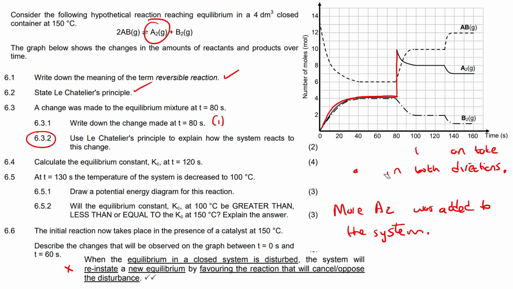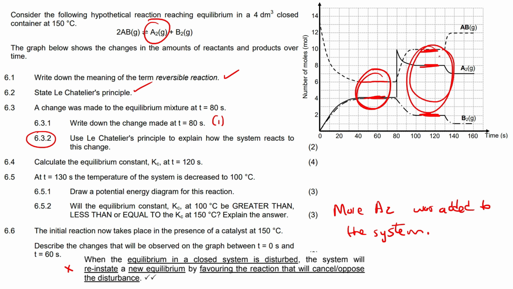Okay, now this is important. Some learners get this a bit confused. So remember, the change that was made by the human was here at 80 seconds. This is where the change happened. This is where something drastic happened, like we open the container, we add more A2. Now remember, what Le Chatelier says is the following. Remember that this system was already in equilibrium. You can see these lines were already in equilibrium. So when equilibrium is disturbed, where did we disturb it? There. What will the system do? The system will try to achieve a new equilibrium. Have a look over here. How? By favoring the reaction that will somehow try to cancel or oppose the disturbance. And so here we are at equilibrium.